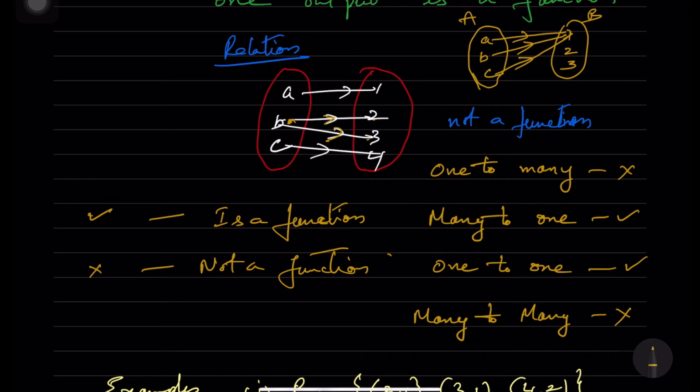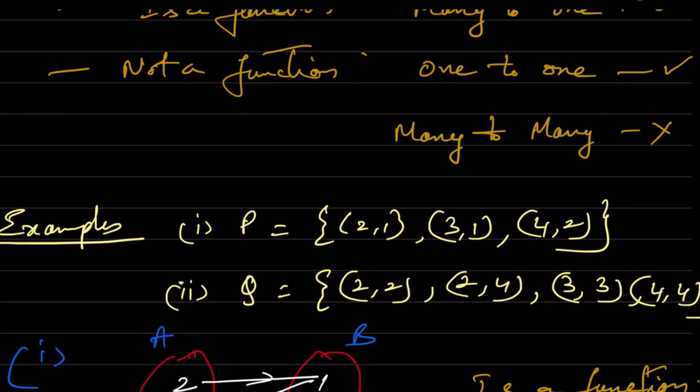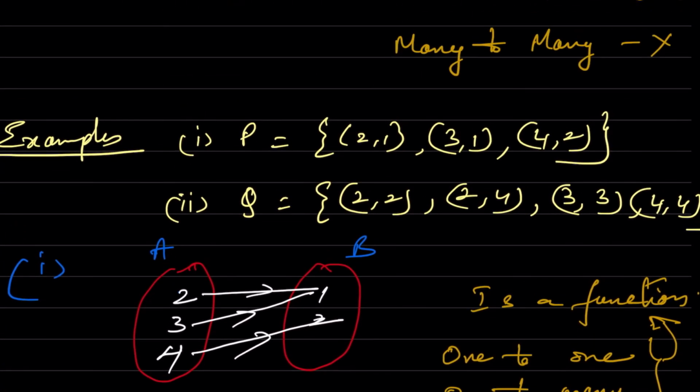The elements in set B can be repeated, but the elements in set A cannot be repeated. So therefore many to 1 is also a function, 1 to 1 is also a function, many to many is not a function, and whatever I have written as a cross over here, 1 to many, is also not a function. So if it is a tick mark, it is a function. If it is not a tick mark, it is not a function. Now we'll go into examples and see which is a function, which is not a function.